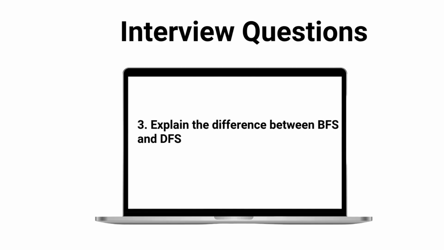And question number 3. Explain the difference between BFS and DFS. You can answer like this. BFS, breadth first search, explores all neighbors first and is useful for shortest path problems like delivery routes. DFS goes deeper into a branch before backtracking and is efficient for graph traversal and recommendation systems.